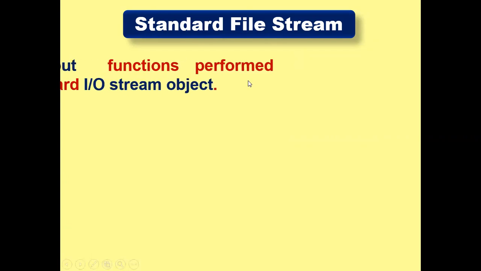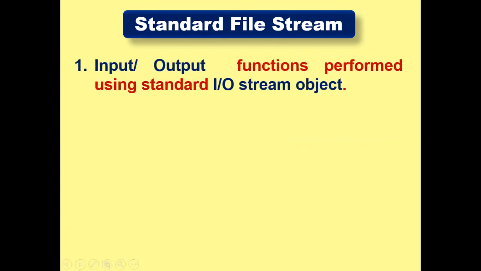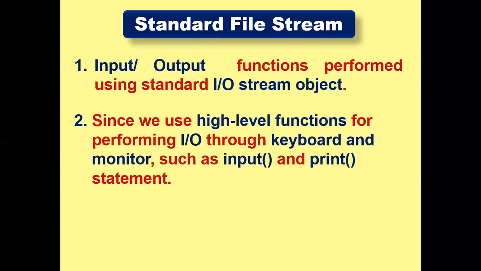Okay. Now the next thing is, dear students, standard file stream. It's pretty clear that we are not going to use this kind of thing frequently, but because this is a part of our syllabus, we are supposed to do that. First, it says input output functions are performed using standard input output stream objects. When we talk about input, the keyboard is the input. When we talk about output, the monitor displays it, or any device which is used for displaying content is called the output device.